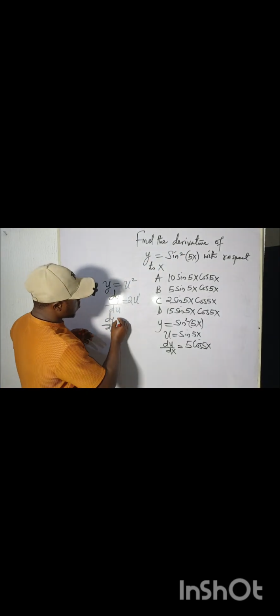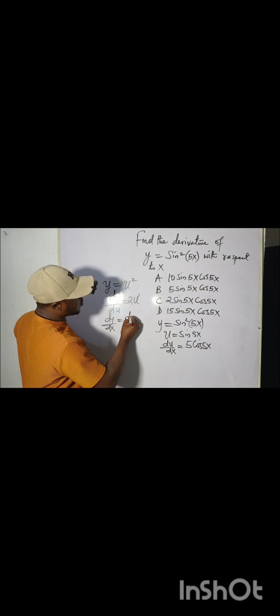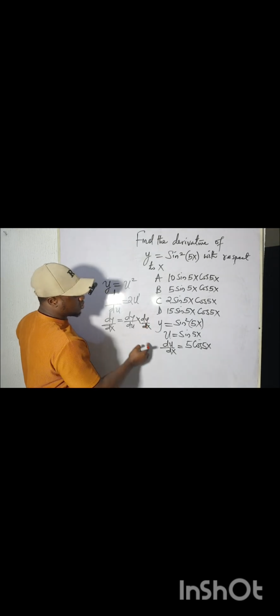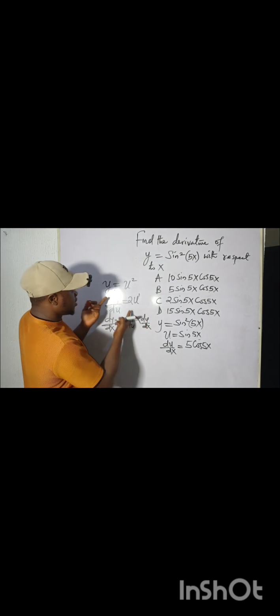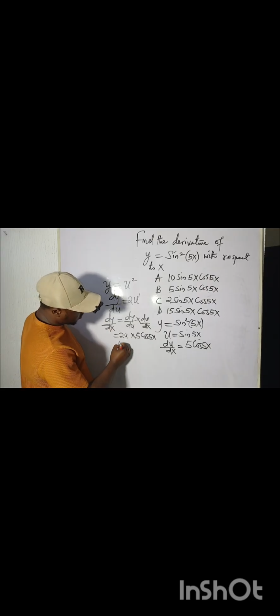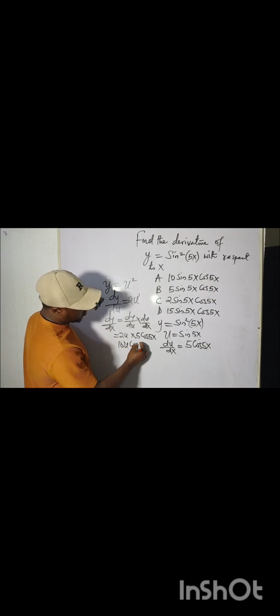Okay, so of this, it means we are going to use this formula, dy/du, which is this, multiplied by du/dx. Multiply this and this, you get your answer. So this will give me dy/du, 2u, multiplied by du/dx. du/dx is equal to 5 cos 5x. Okay, so 2 times 5 is 10. We have u cos 5x. This is 10.